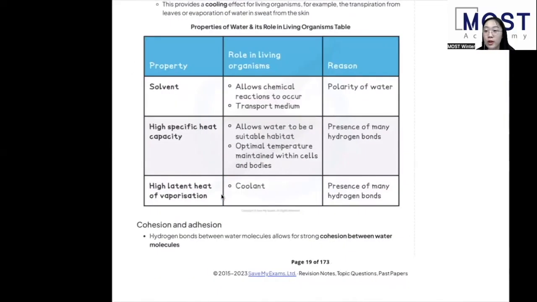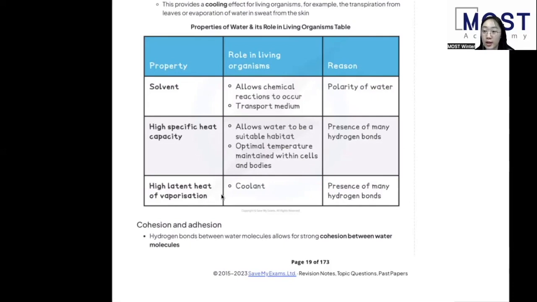So just to give a summary of what I just talked about. The first property is water's solvent properties, and it allows chemical reactions to occur. It's a very good transport medium, as I just said. It transports different types of gases. And the reason for this is the polarity of water. So polar substances can dissolve in water. So why is water polar? Because water has a negative dipole in the oxygen region and a positive dipole in the hydrogen region. This is an example of what it means to be polar.